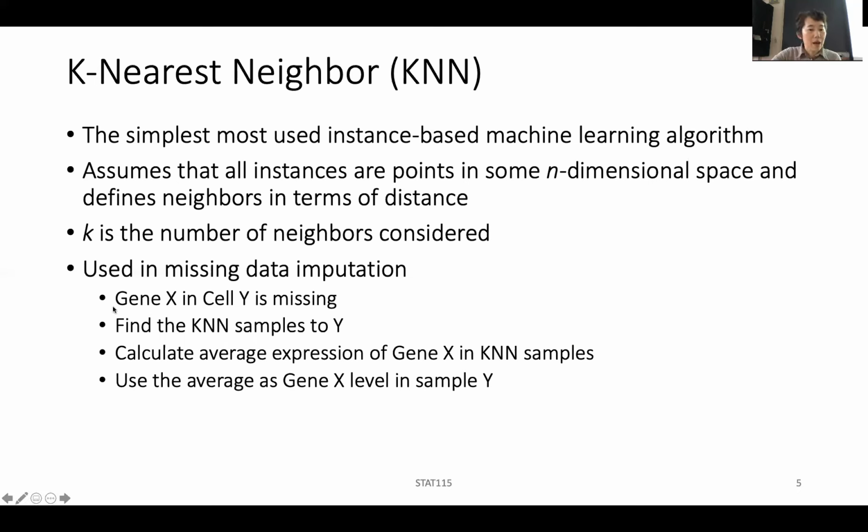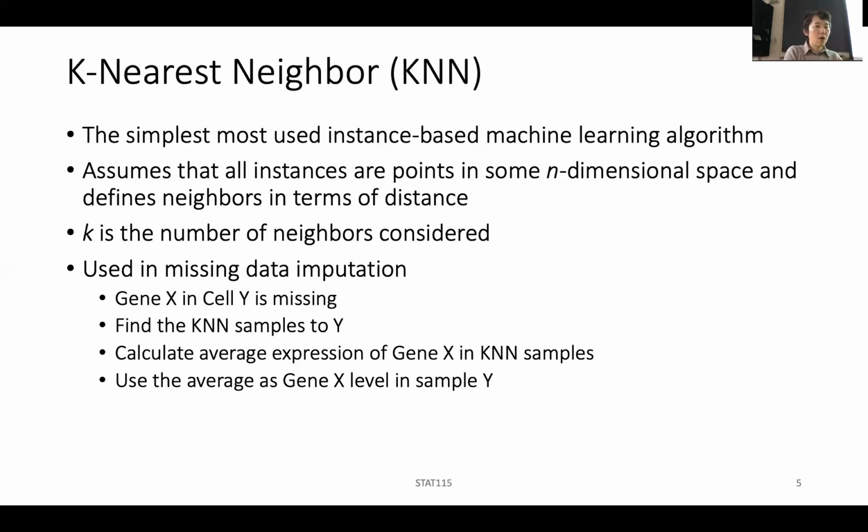For example, in this big matrix, the Y are the cell conditions or samples, and the X are the genes. Supposedly, if gene X in cell Y is missing, this is a particular spot on the big data matrix. What we can do is find the K nearest samples to this sample Y. Supposedly you have 100 samples and 6,000 genes, and there's one spot that's missing. Let's say K equals 3, the 3 samples closest to this one, the one that has a missing value.